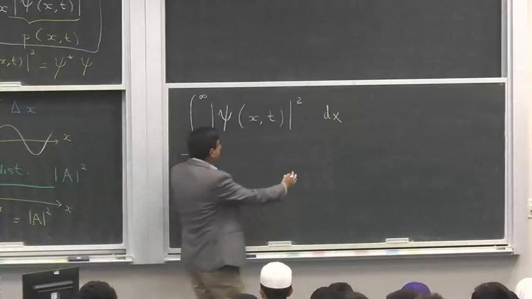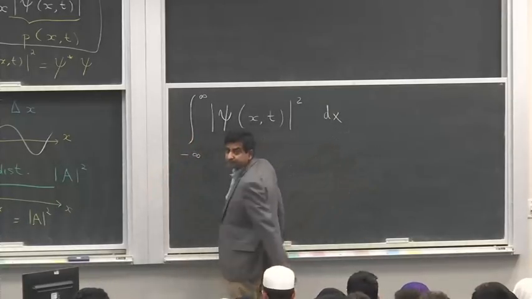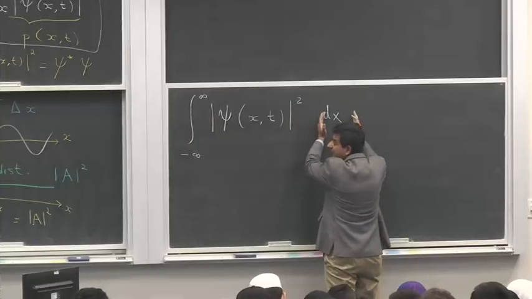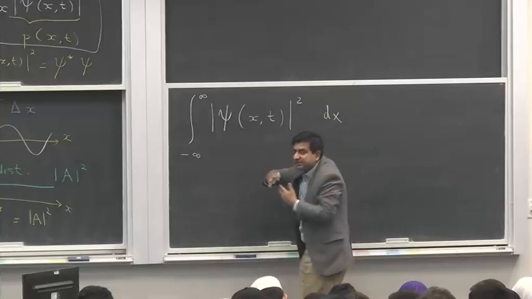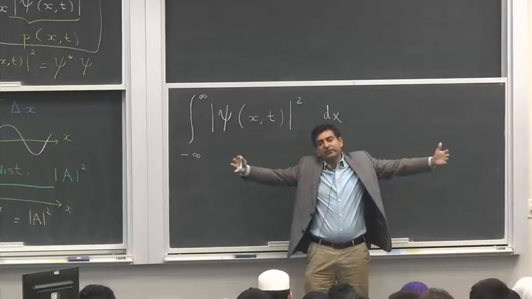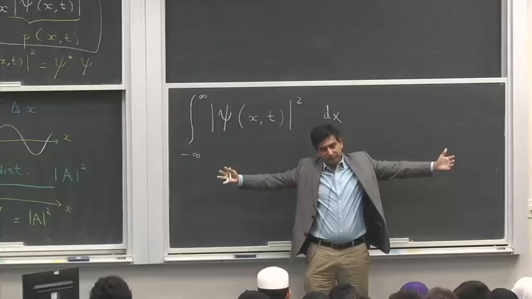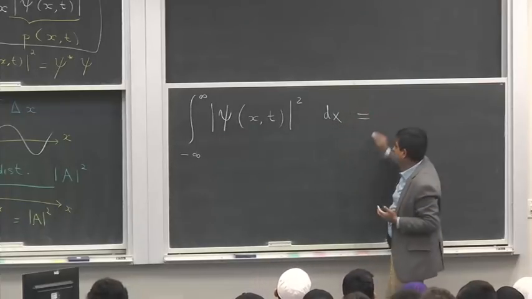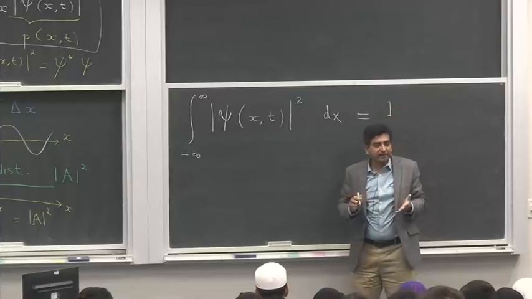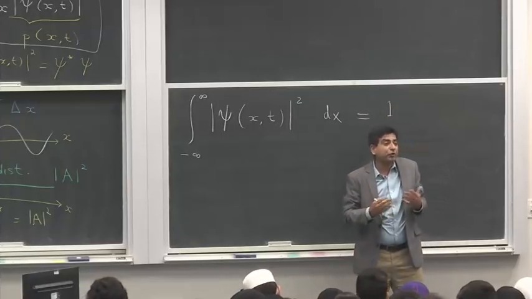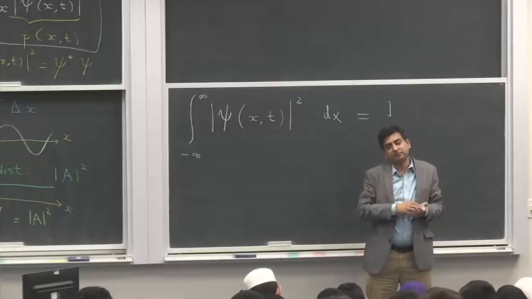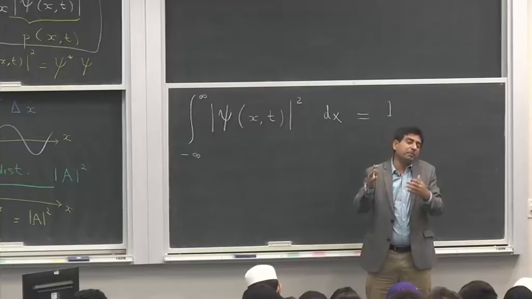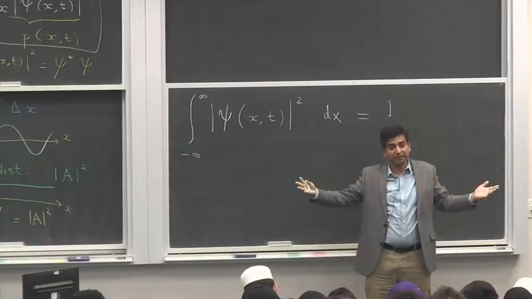Now all of this, you would agree with me, is a probability, right? Because this is probability density, I'm multiplying the probability density with a small length interval, and then I'm summing up over all of space. What should this answer be? 1. Which means that the particle must be located somewhere. कहीं ना कहीं तो होगा particle. जब आप measurement outcome करेंगे, तो you'd be able to locate the particle somewhere in space.